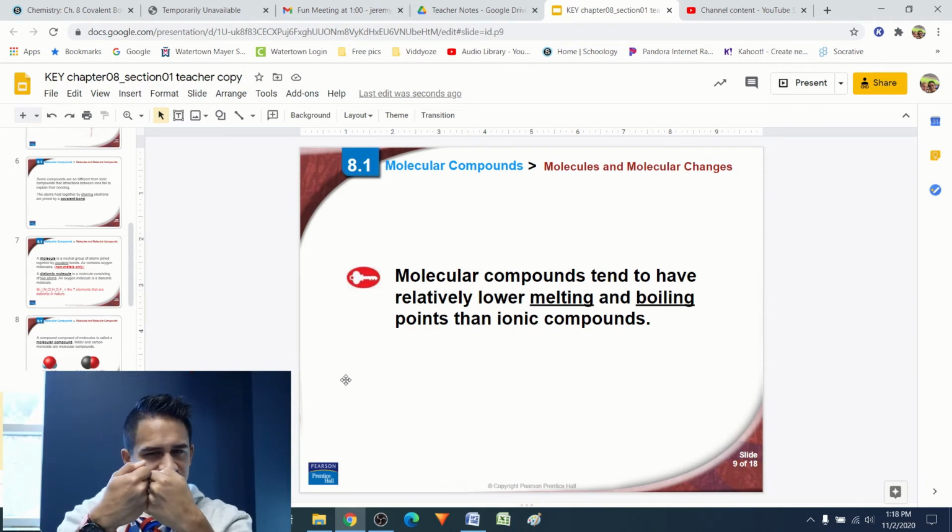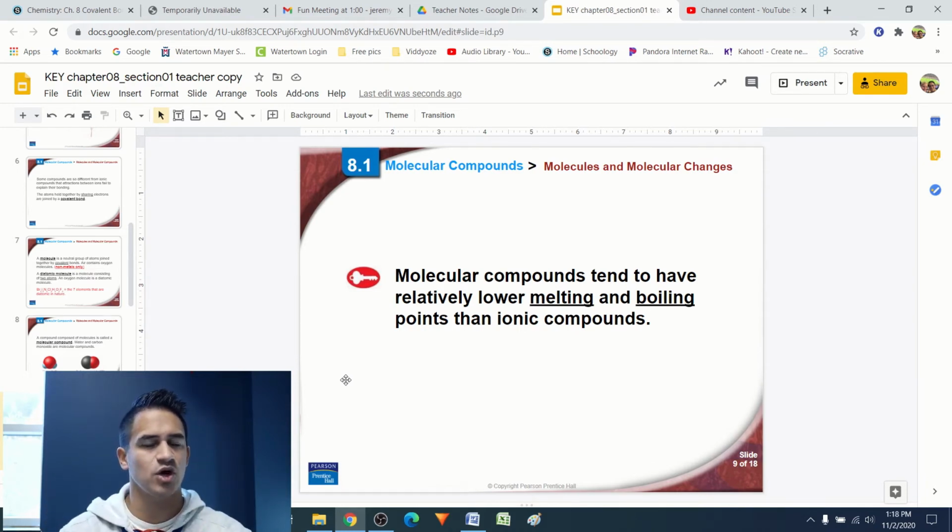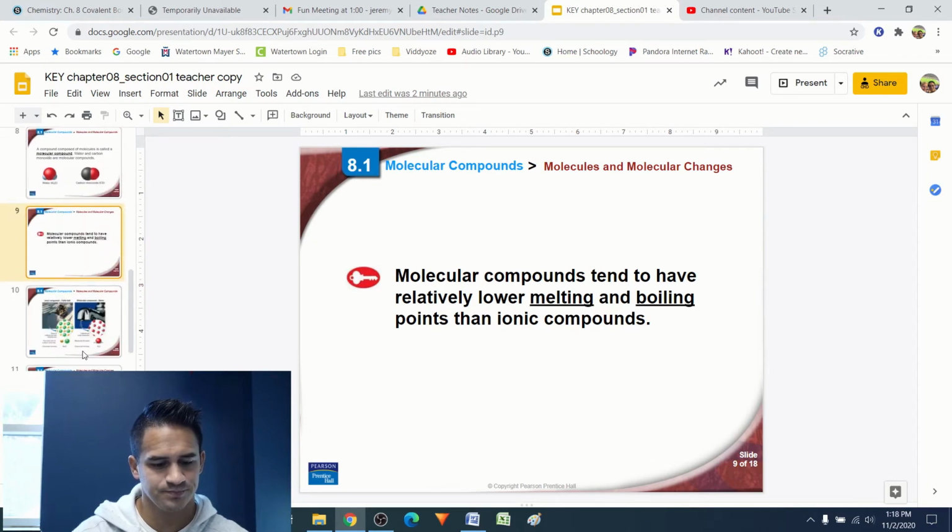Ionic compounds are kind of stuck in place. You've got all these ions that are locked together. They can't really go anywhere, which makes them a solid. But molecular compounds can move around more in terms of how their molecules are, which gives them the ability to be more liquid-like or fluid-like, either being liquid or gas.